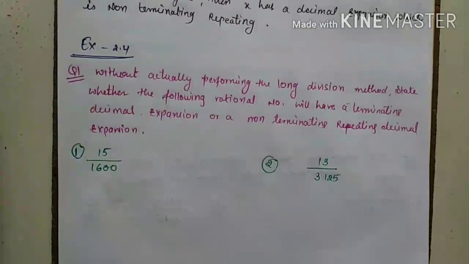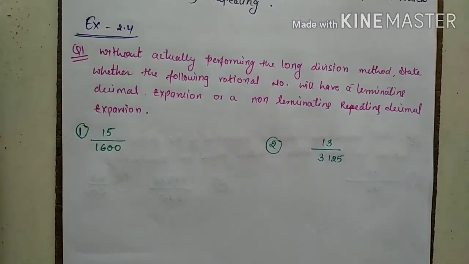In exercise 2.4 I am solving the first question. Just see. Without actually performing a long division method, state whether the following rational numbers will have a terminating decimal expansion or a non-terminating repeating decimal expansion. You have to say whether it is terminating or non-terminating. Just see, I am solving the first question. Just understand how I am solving.